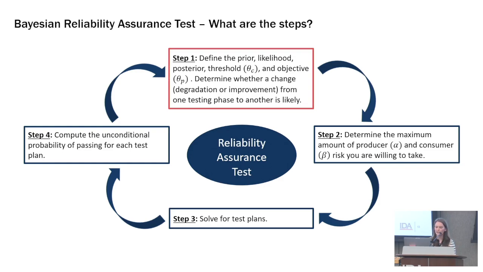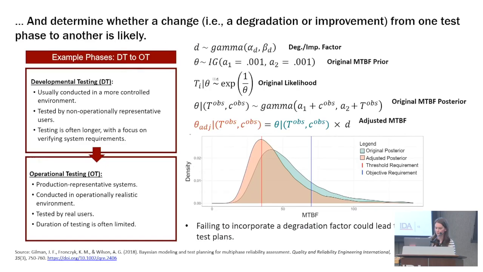Okay, so the next ingredient that we're going to need is to determine whether a change, meaning degradation or improvement, is likely when using one testing phase to plan for another. We know here in this case study we're using DT data to plan for OT, and we happen to know that DT is usually conducted in a more controlled environment, tested by non-operationally representative users, and testing is often longer. Versus operational testing, which is on production representative systems, conducted in an operationally realistic environment, and often tested by real users. And so we have to figure out a way to incorporate these differences into the planning process in order to make use of this DT data.